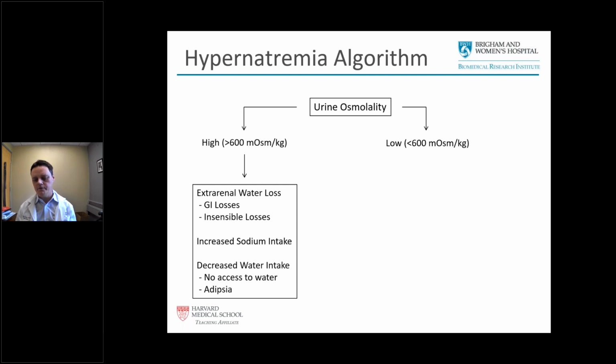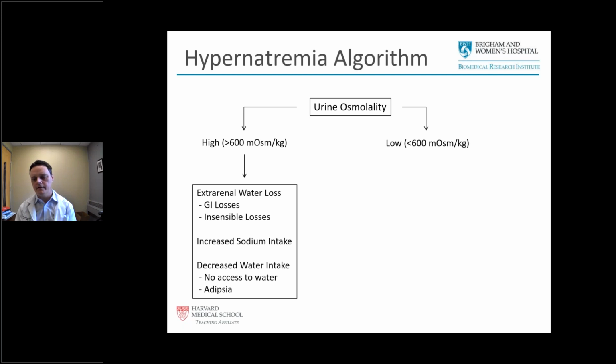In a patient who's hypertonic, they are either losing too much water or else they are taking in too much salt. But taking in too much salt is a much, much less common cause of this. So you measure this urine osmolality.